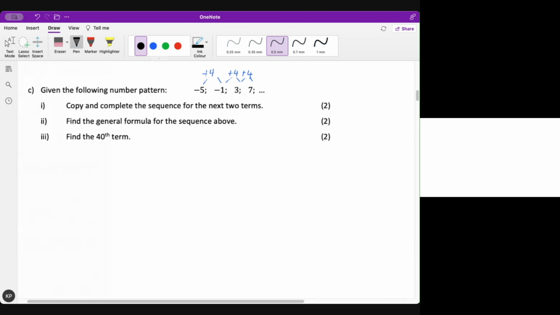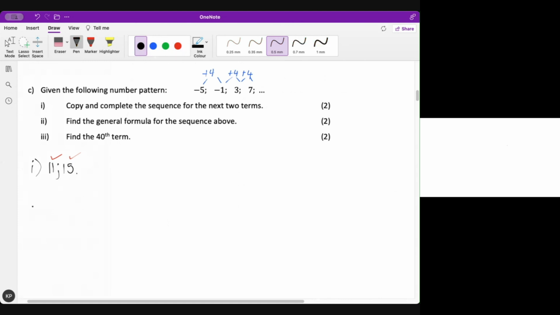Now it says, what are the next two terms? We have stopped at 7. And if we're adding 4, what's my next term? There we go, 11. And then the one after 11 would be 15. Brilliant. That's a simple, straightforward 2 marks. They asked for 2 things, so everybody gets a single mark.